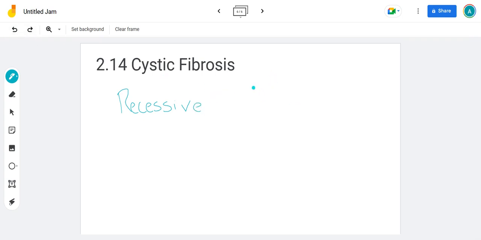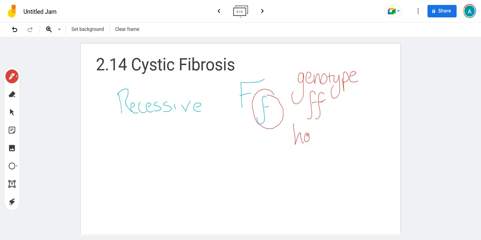So F is fine because the capital letter and the lowercase letter look quite different, so that's a good one to use. Cystic fibrosis is caused by a recessive allele, which is obviously this one, and you need two copies of it to be expressed. So you need to have the genotype lowercase f lowercase f, and we call that homozygous because they're the same, recessive because obviously it's the lowercase. So you'll have cystic fibrosis if you're homozygous recessive, if you have little f, little f.